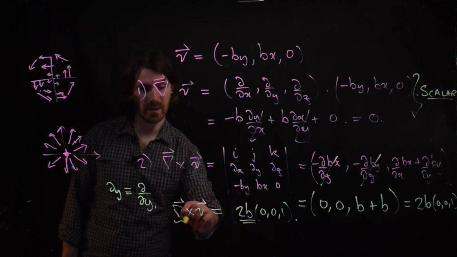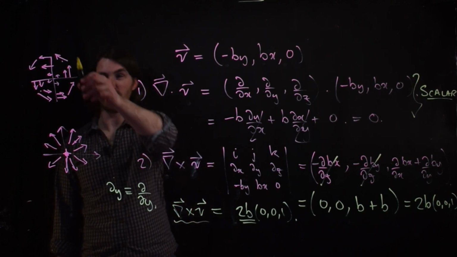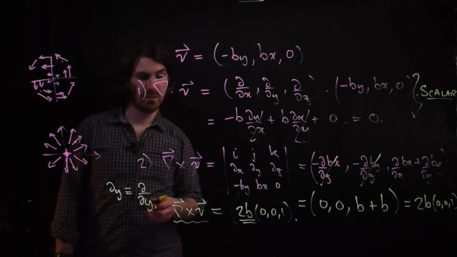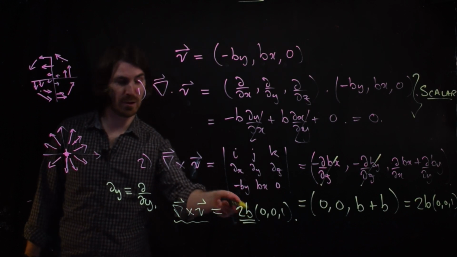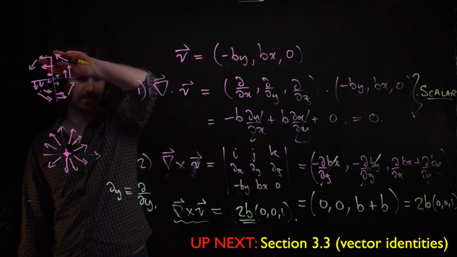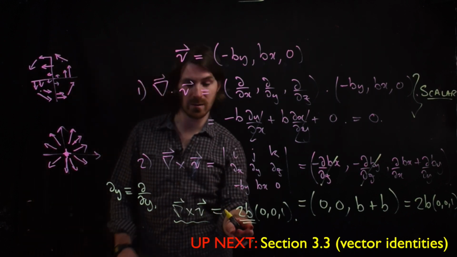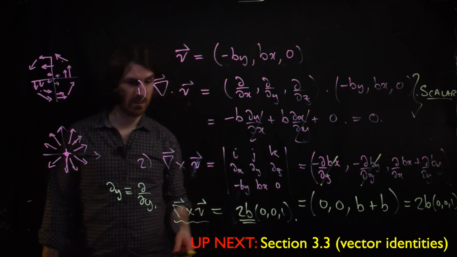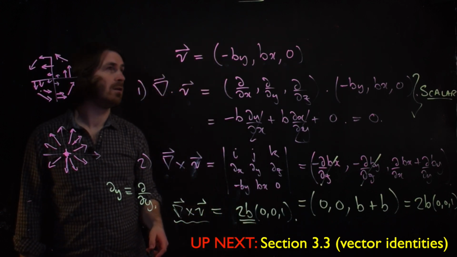So curl v tells you about the amount of rotation. And if b is larger, then the rotation will be faster, so curl v will be larger.